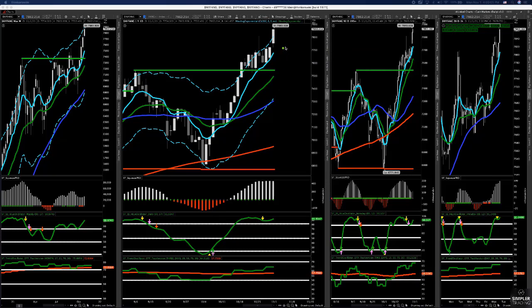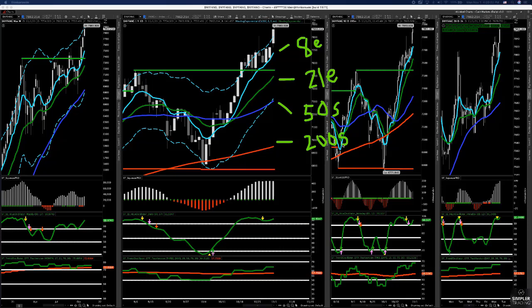The white line here is the 8 EMA. The green line, 21 EMA. Blue line, 50 SMA. Red line, 200 SMA.